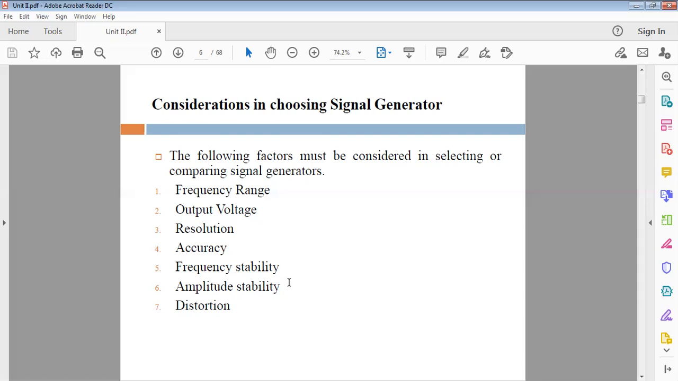Next, amplitude stability. The amplitude of the signal must be stable for a certain amount of time. Next, distortion. It should provide minimum distortion whenever we are using it at very low frequency ranges or at higher frequency ranges. Even if it is having distortion, it should have a very minimum value. We get this distortion only when we are using it at very low values or at higher ranges.